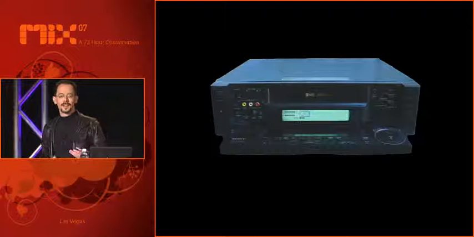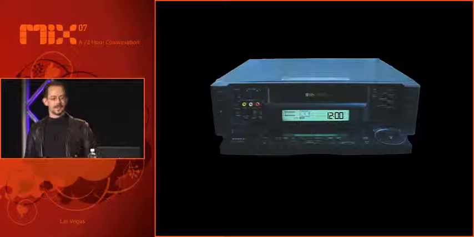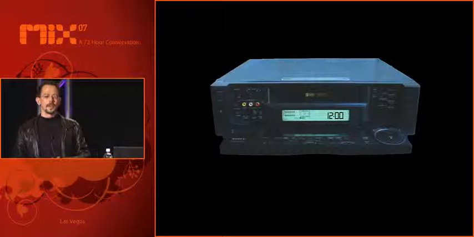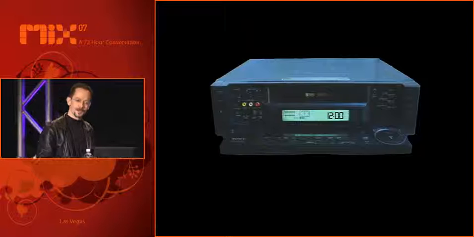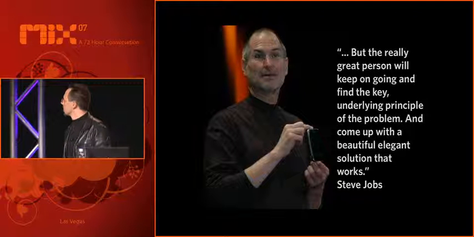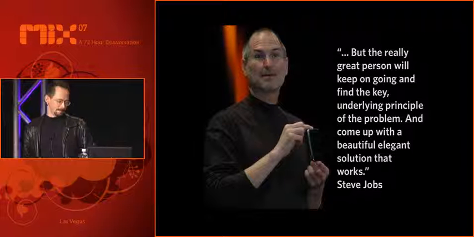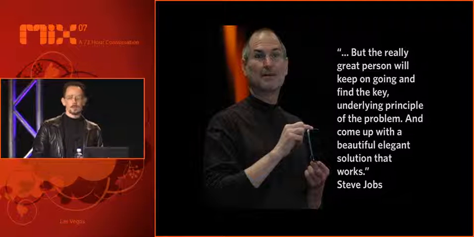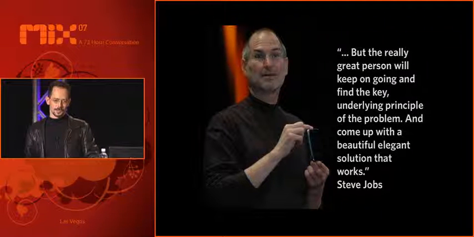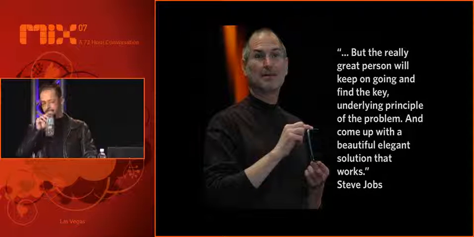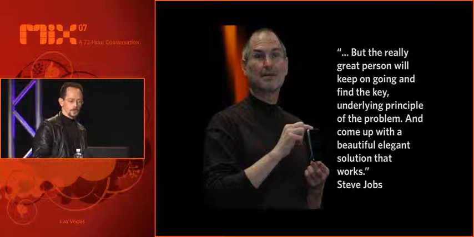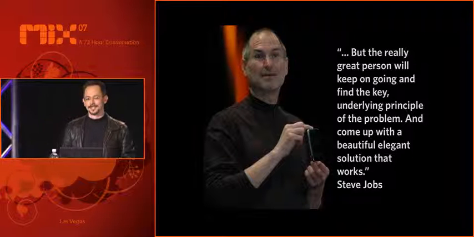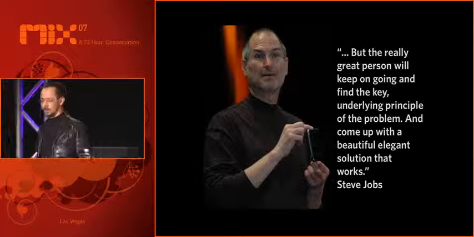The blinking 12 o'clock has become this kind of iconic example of a feature intended to deliver value to users that never does, because nobody can figure out how to use it. Let's see if Steve Jobs knows the solution. He says, the really great person will keep on going and find the key underlying principle of the problem and come up with a beautiful, elegant solution that works. A beautiful, elegant solution that works. That sounds like the kind of thing Steve Jobs would say, right? Maybe talking about the iPhone or the iPod.